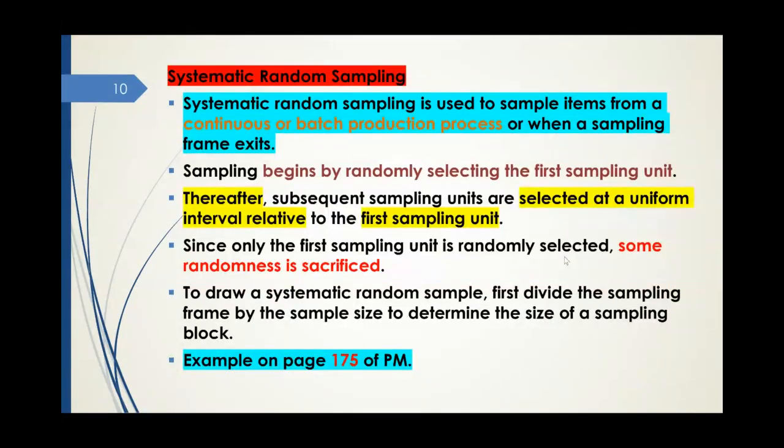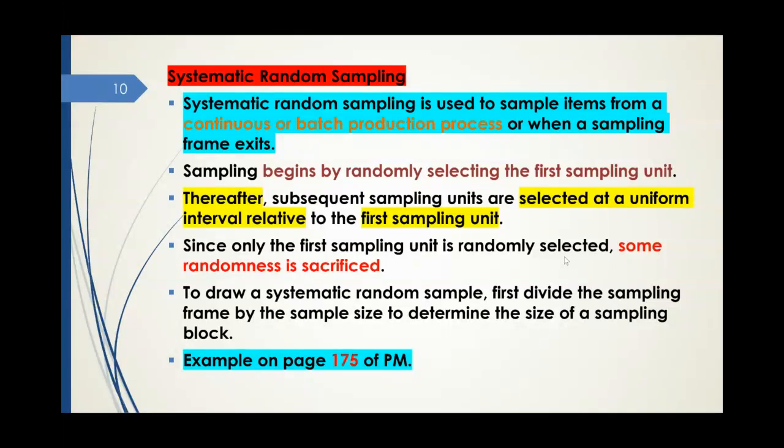Okay. So here, systematic random sampling is used to sample items from a continuous or batch production process, or where a sampling frame exists. Systematic means, if we go into a Coca-Cola factory and want to test whether the Coke in the bottles is meeting the relevant standard, we can't test each and every bottle we produce. That's too much work, isn't it? So we say, okay, every 10th bottle is the one we're going to test. Does that make sense? So can you see that it's systematic? If you go to page 175, your textbook gives a brilliant example of systematic random sampling.